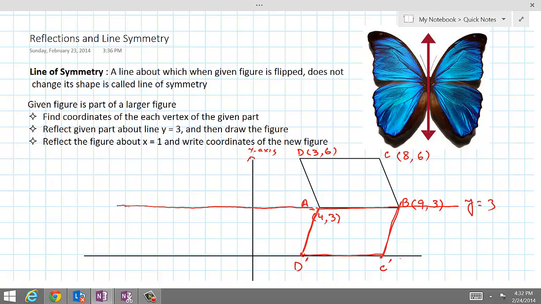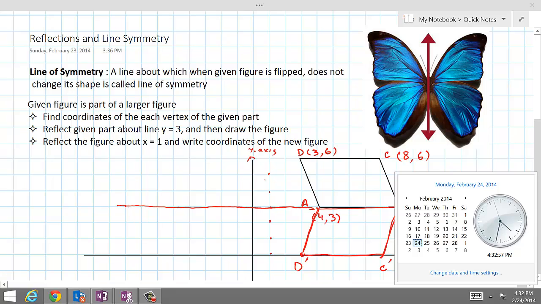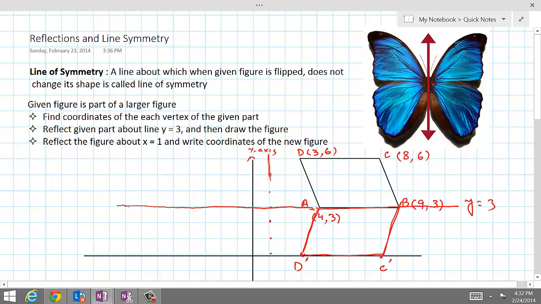Now which line is x equal to 1? Let's take a look at this point, this point, this point, this point, and this point. What is common about these points? All of these points have horizontal distance 1 from the vertical y-axis. Therefore, this line here is called x equal to 1. This line is x equal to 1.